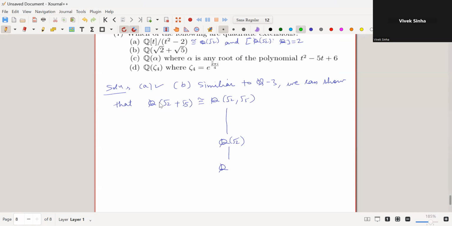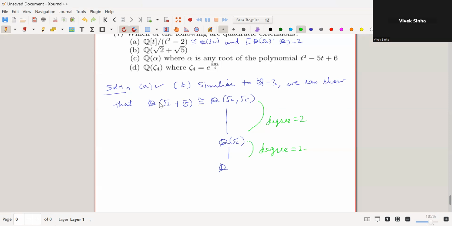So it has degree 2. And that also has degree 2, right? Because root 5 satisfies x square minus 5 here, and that is irreducible not only over Q but also over Q(root 2), that you can check.